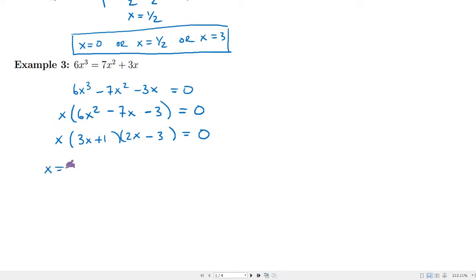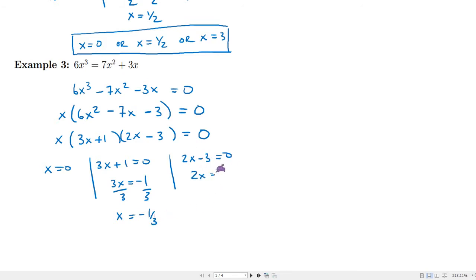And now x is 0, or this factor is 0, or this factor is 0. So subtracting over, we have 3x equals minus 1, divide by 3. So x is minus a third. Over here, add this. 2x is 3, divided by 2. We have x is 3 halves. So we have x is 0, or x is negative 1/3, or x is 3 halves.